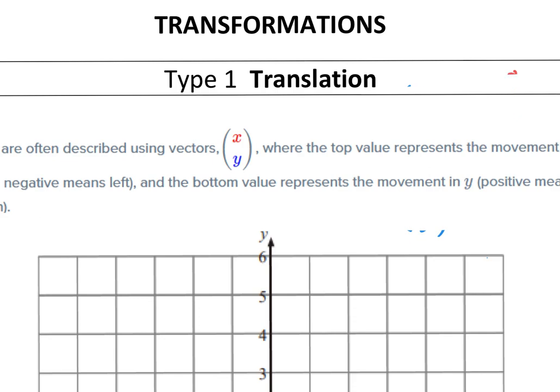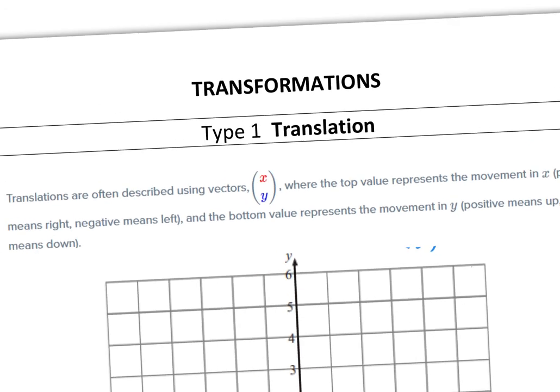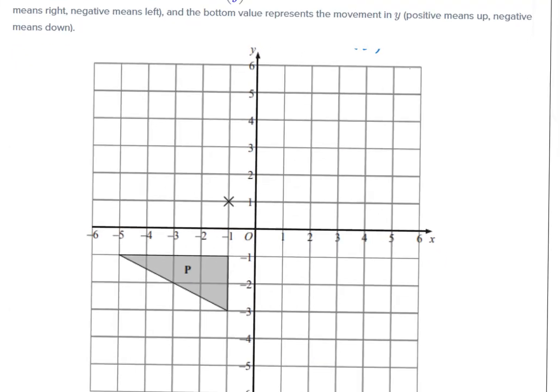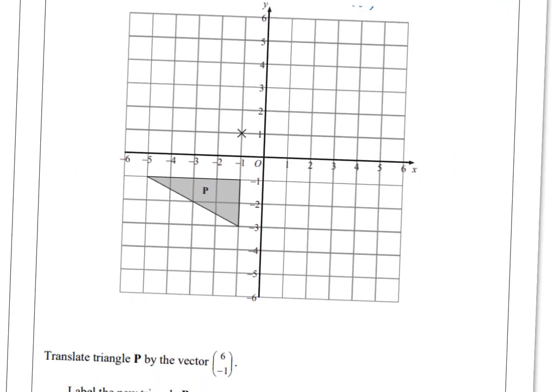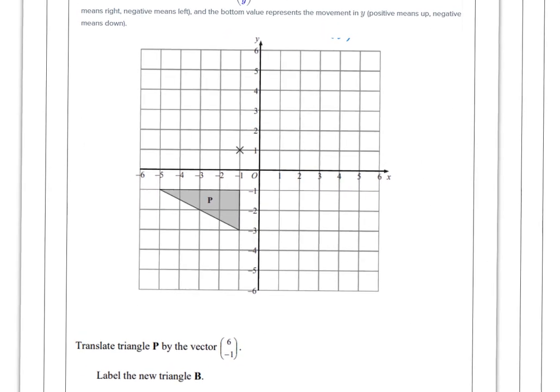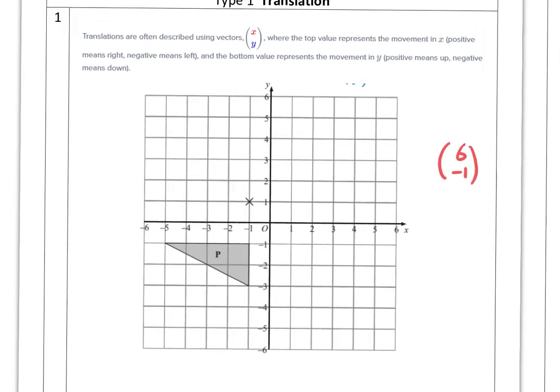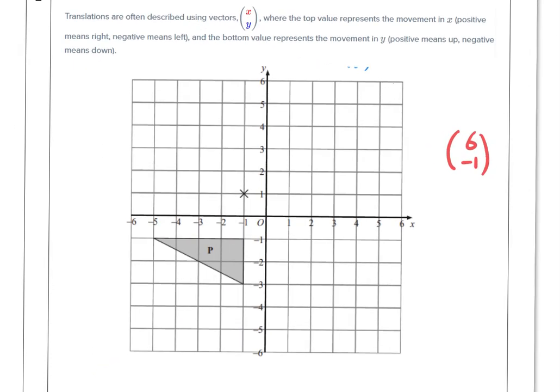Now we can apply that. We have this triangle. We need to find its image by the column vector 6 and -1. Label the new triangle B. So the column vector is 6 and -1. How do we find the image now? Take any point, for example this point. How do we find its image?